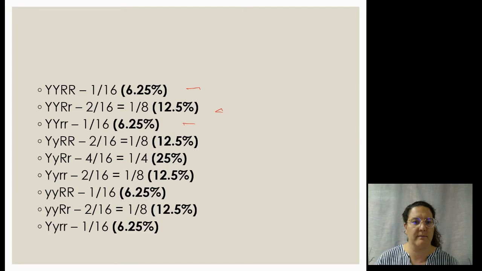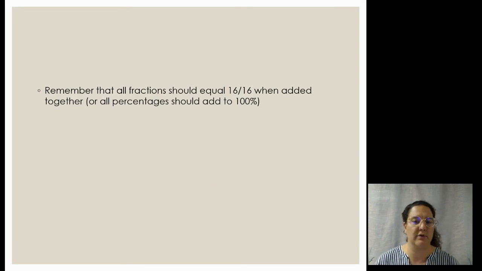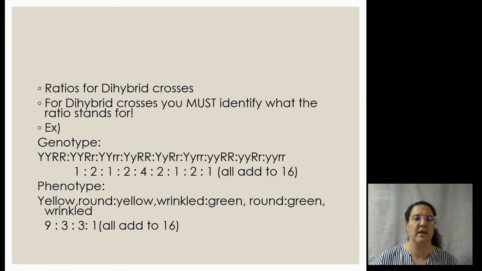Here's a genotype, so another yellow and round, yellow and round. And then we have yellow and wrinkled, green and round, green and round. And there should be a lowercase y here. And that's our green and wrinkled plant. So everything there adds up to 100%. And all those fractions should equal 16 out of 16.